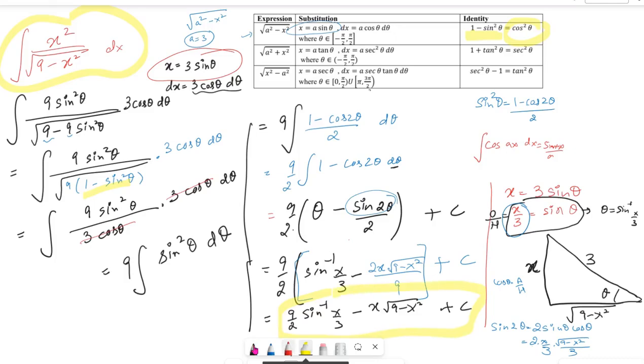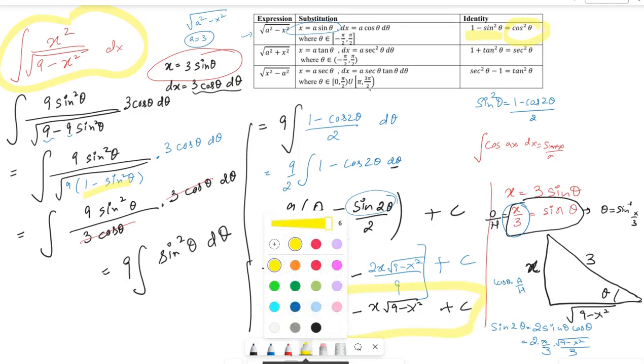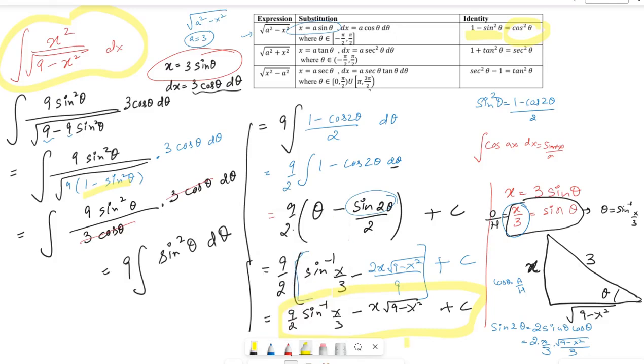So there are some components of the question. We start with working out what substitution we need to make using our layout, the framework. Make the substitution, simplify, and see which technique of trig to use. In this case, we needed to change sine square to 1 minus cosine 2 theta by 2. We integrate, and then we need to change back to x's format using the right angle strategy.